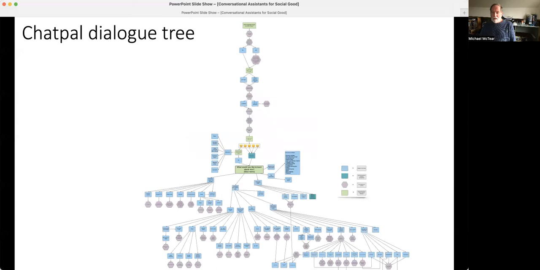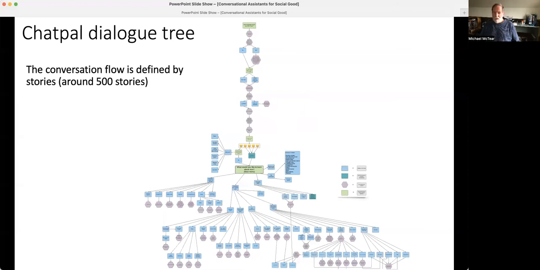The interaction was designed using a dialogue tree. We don't need to actually look at the details of this. It's quite complicated, but this was actually broken down into what RASA called stories, which are a declarative way in which the interaction flow can be specified. And so the complete dialogue tree was actually broken down into around 500 different stories.